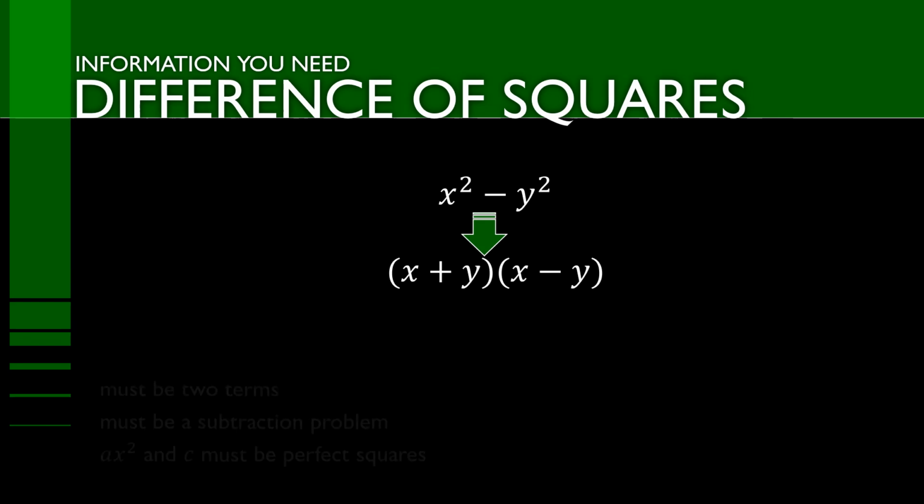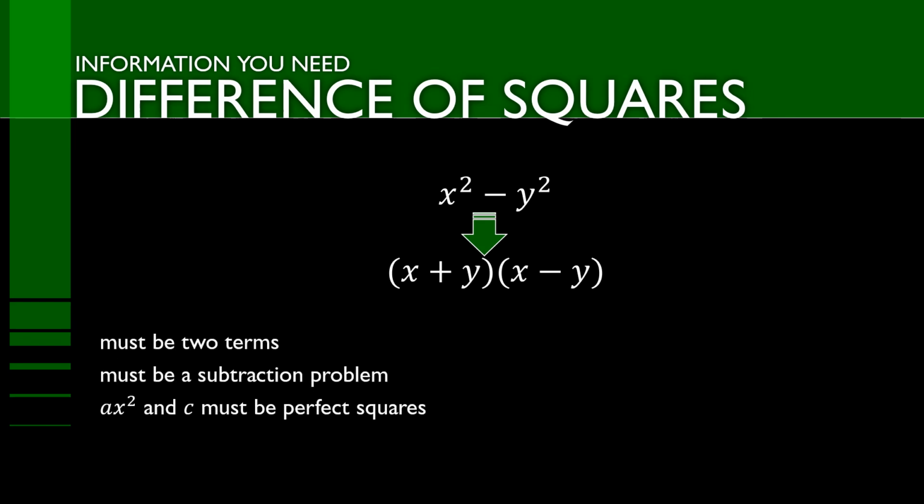Our second type of special factoring is called difference of squares. In this one, you're going to see it in the form of x squared minus y squared. It's always going to look like this. What that breaks down to is x plus y times x minus y. In order to be difference of squares, it must be 2 terms. It must be a subtraction problem, and ax squared and c must be perfect squares. So any coefficients that we have in front of our variables have to be perfect squares, and the variables have to be perfect squares as well.